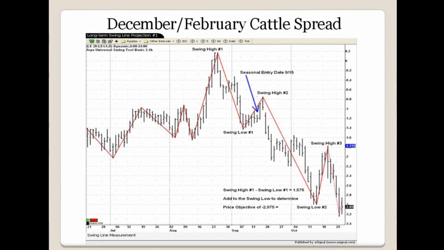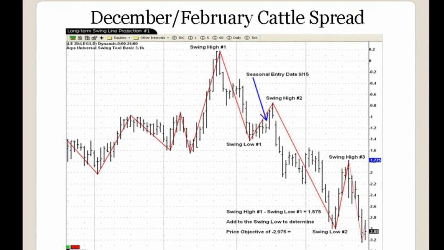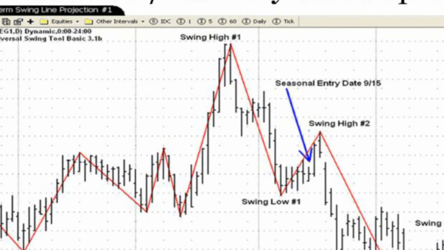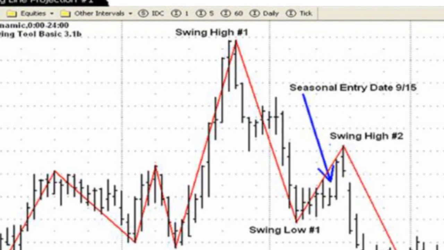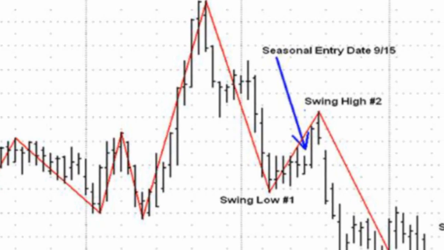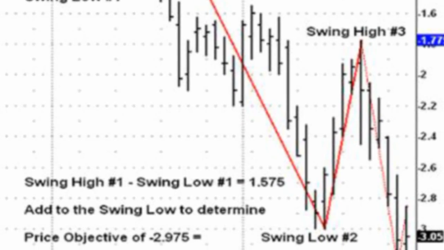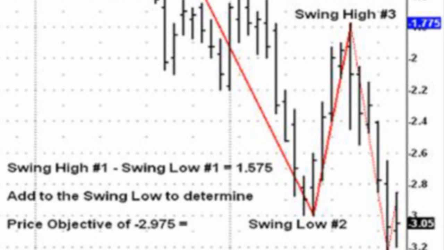Here is the same chart, now focusing on the longer-term time frame. Again, by calculating the difference between swing high number 1 and swing low number 1 and adding this to our swing low, we can approximate or project a price objective of minus 297.5, identified as swing low number 2. When the market reached our price objective, we closed the position and took profit. A double bottom formed with a reversal, which confirms our expectation and trading method.